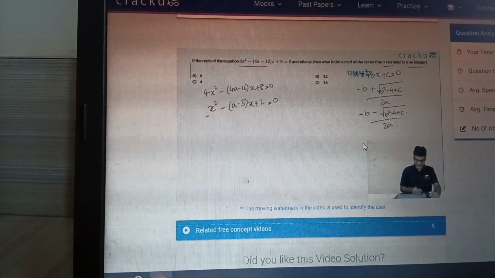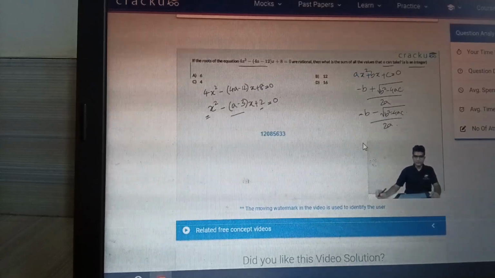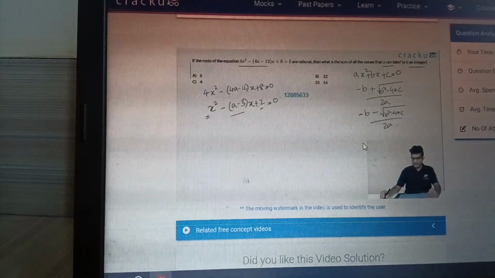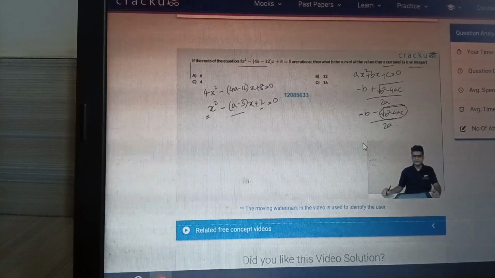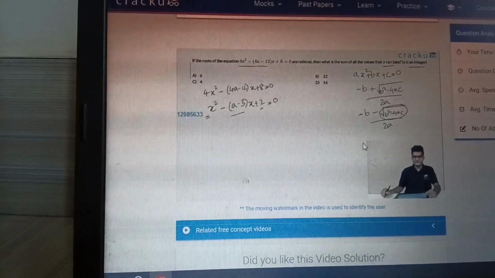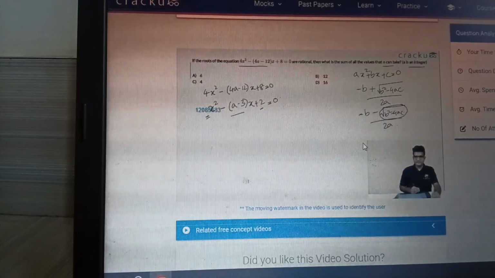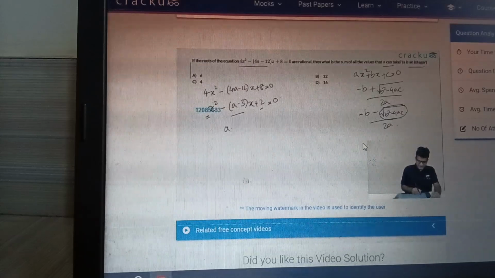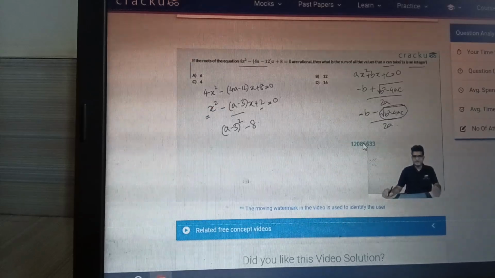In this particular case, a is equal to 1, b is equal to −(a − 3), and c is equal to 2. If you want both the roots to be rational numbers, you want b² − 4ac to be a perfect square, because there is a square root involved, and if it is not a perfect square, then the roots will be irrational. Now what is the value of b² − 4ac here? It will be (a − 3)² − 8. You want this to be a perfect square.